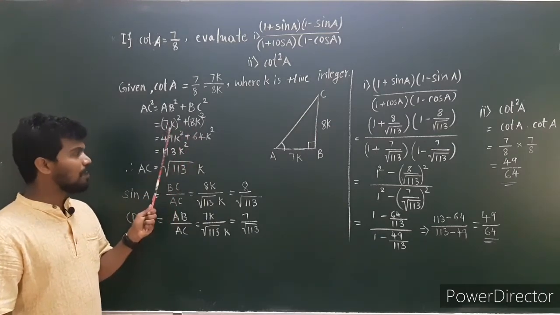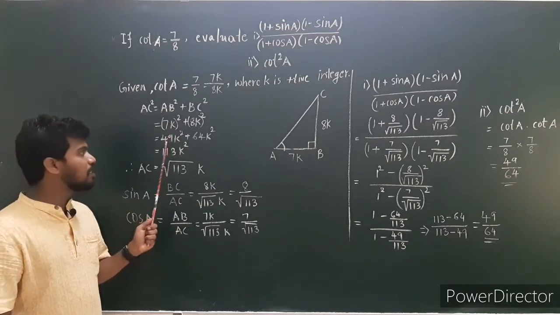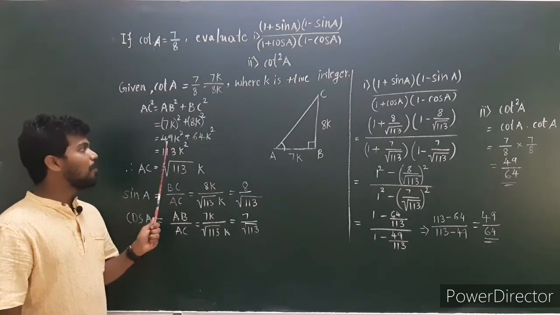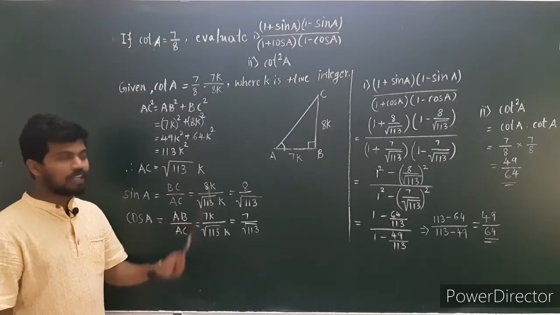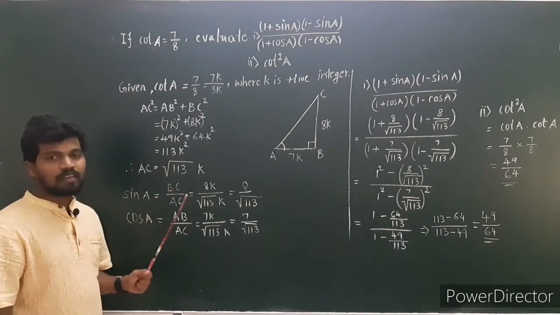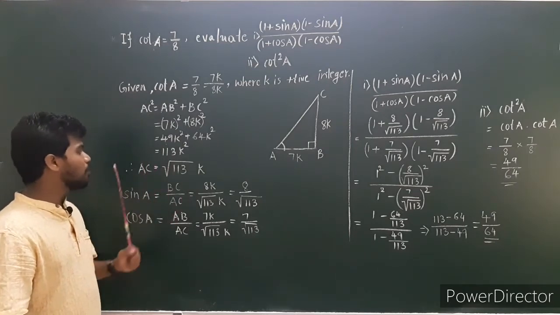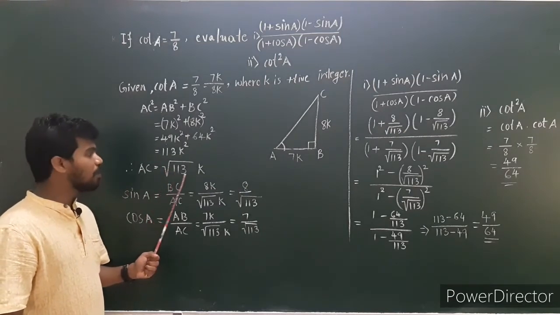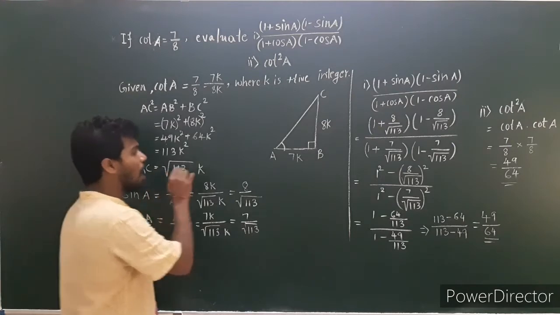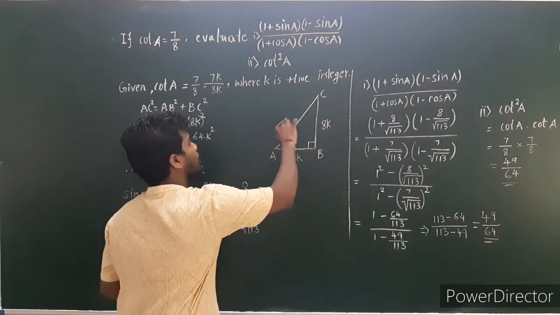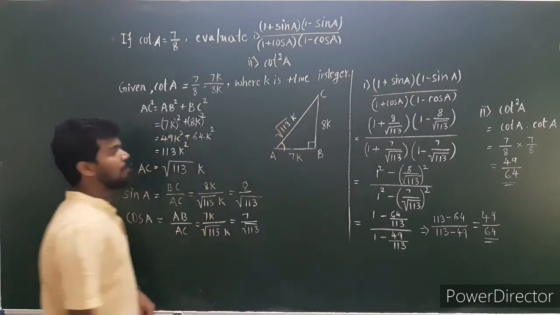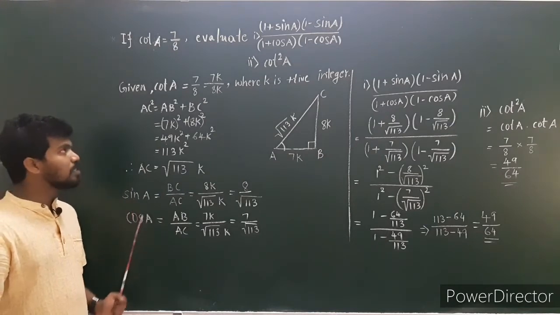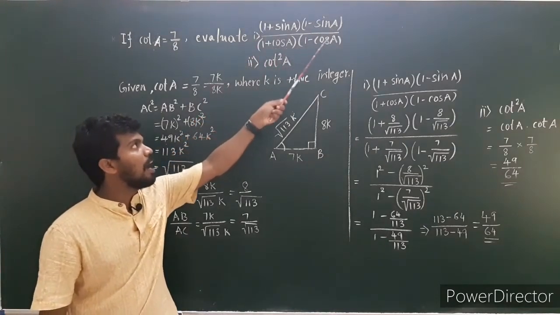So 7k whole square means 7k into 7k, that is 49k square. And 8k whole square means 64k square. So 49k square plus 64k square, you get 113k square. So that is AC square. So what is AC? You take the square root, you get root 113k. So that is the value of hypotenuse AC.